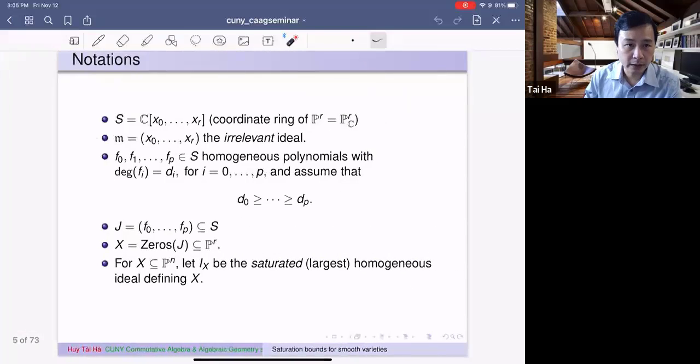Of course, being a variety inside P^n, we can have many ideals cut out the same variety, and among them, we're going to let I(X) be the saturated ideal that defines this variety X.